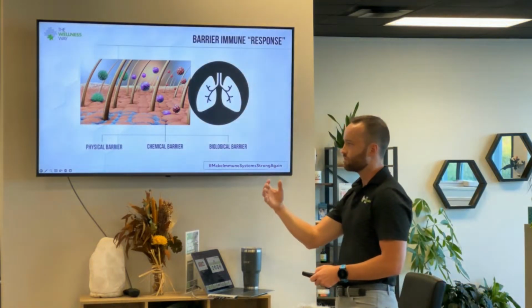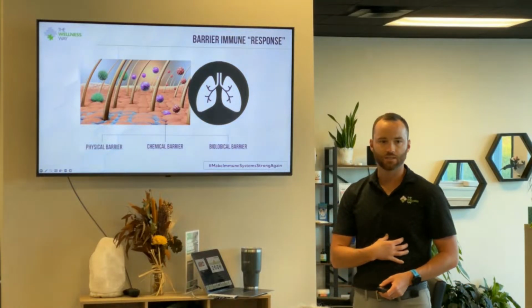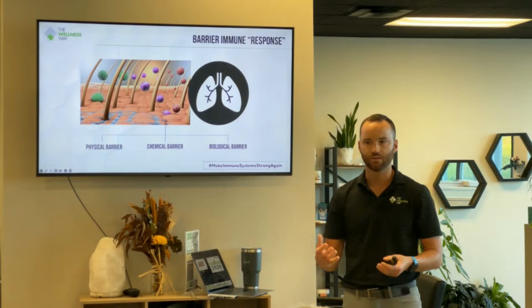That can be mucosal barriers as well. Chemical barriers, think about things like your stomach acid. If you eat things, the food you eat has different things on it that are pathogenic, essentially. And so the stomach acid, in addition to breaking down our food, also neutralizes a lot of those infectious agents that we may get into our body through food. And then we have biological barriers, which are going to be like the microbial environment in our gut, in our nasal passages, in our sinuses, on our eyes, all of that stuff.